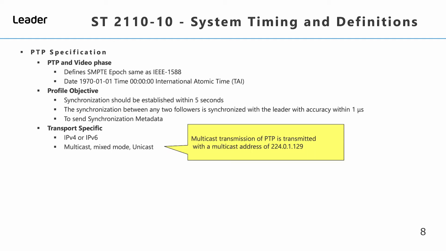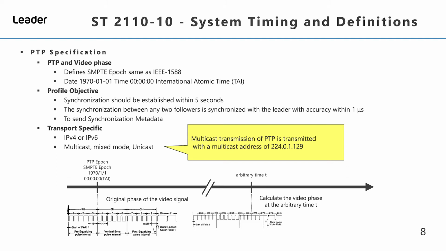To send synchronization metadata, the transport specification supports both IP version 4 or IP version 6 with multicast, mixed mode or unicast. Multicast transmissions of PTP is transmitted with a multicast address of 224.0.1.129. So with the PTP epoch of the 1st of January 1970 at 0 hours, 0 minutes and 0 seconds, this allows us to calculate the video phase at the arbitrary time of t.